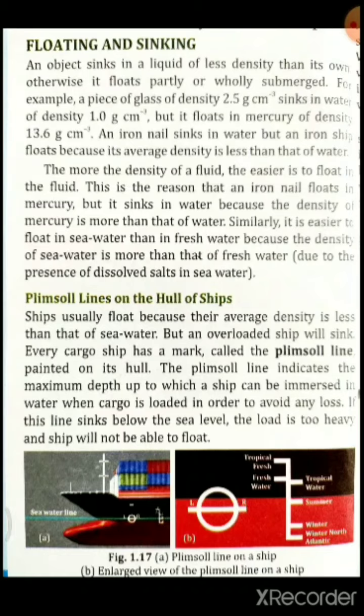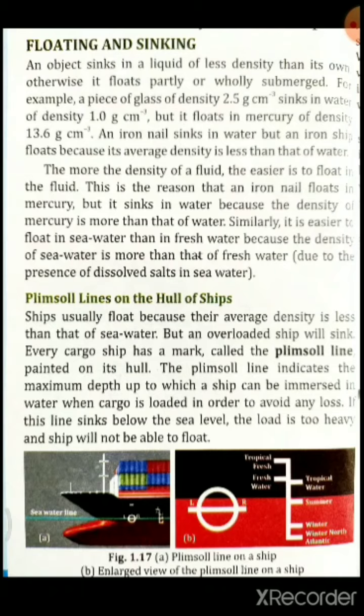An object sinks in a liquid of less density than its own. Otherwise, it floats, partly or wholly submerged. Obviously, this will happen if two different objects are there. One is a liquid, let us take water, and another is a solid. If we compare the densities and the solid has more density, that is, the solid is denser than water, then it will sink. Or if a solid is less dense than water, in that case it will float, either wholly submerged or floating partly.